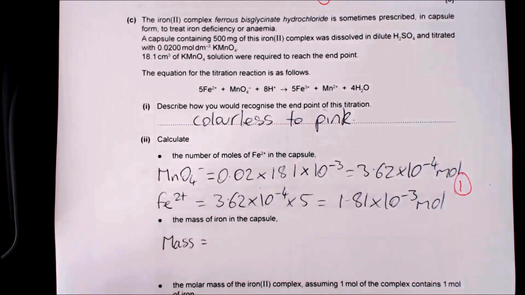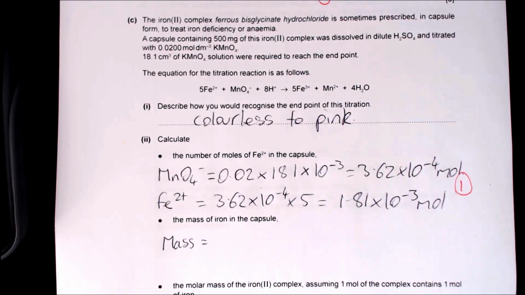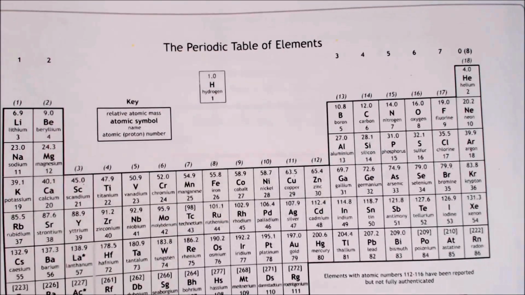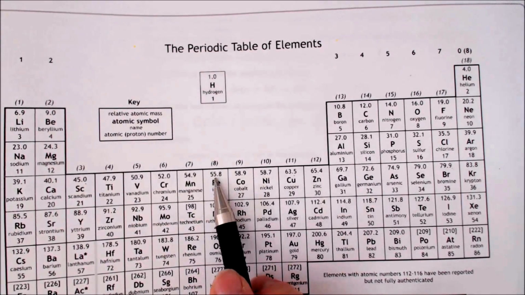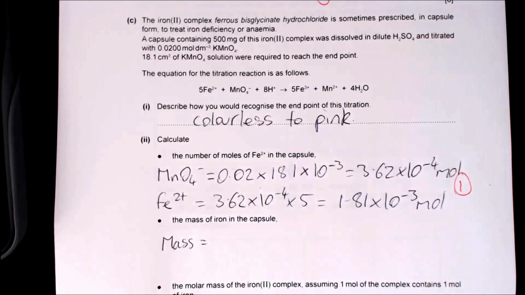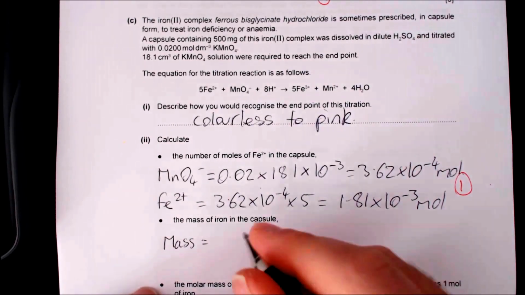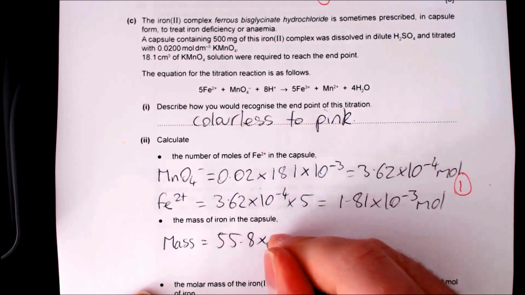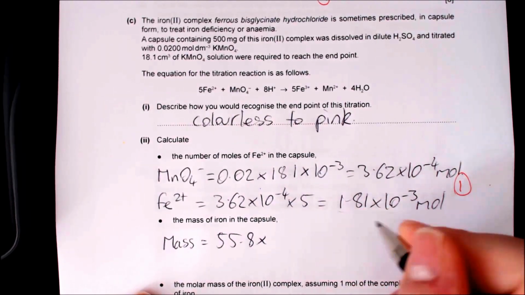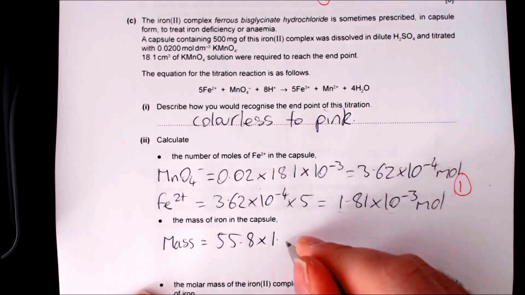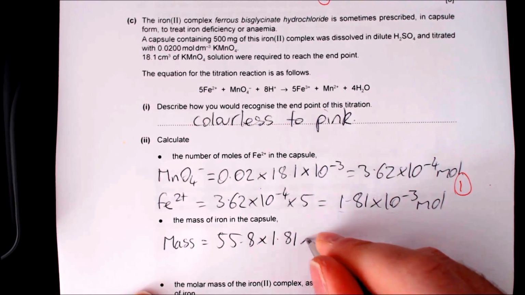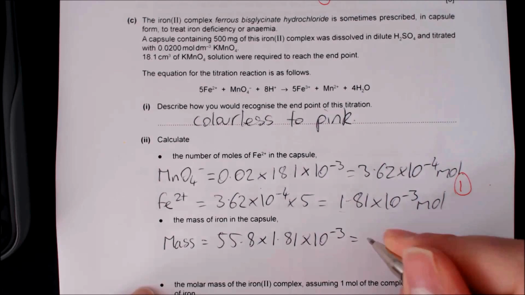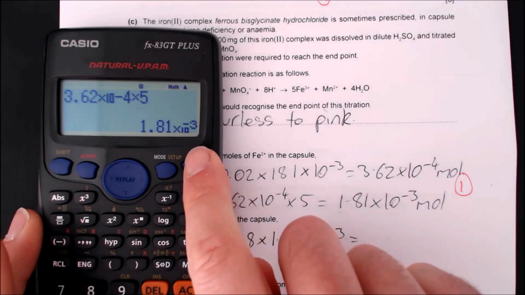So the mass or the MR of, or the AR, not the MR, the AR of iron, let's just bring that in, is 55.8, as you can see. So we're going to put 55.8, and that's going to multiply out by the number of moles. And I've just worked this out here. So that's going to be 1.81 times 10 to the minus 3. That's going to go there. And then we're going to obviously work that out as well.